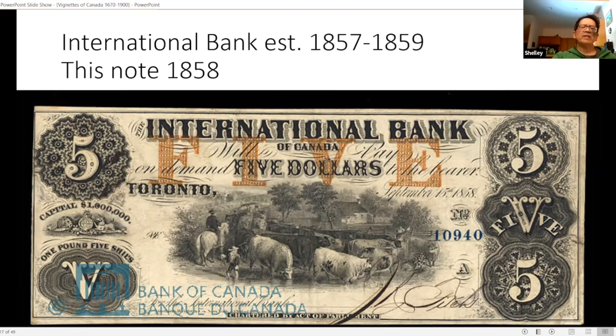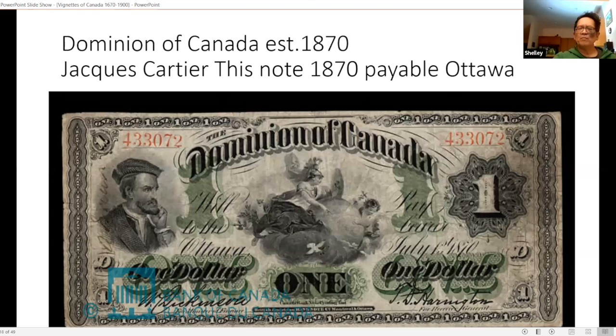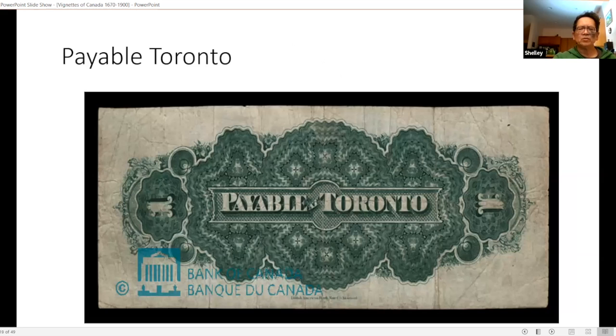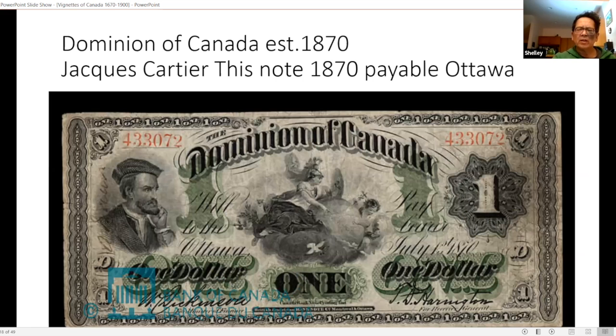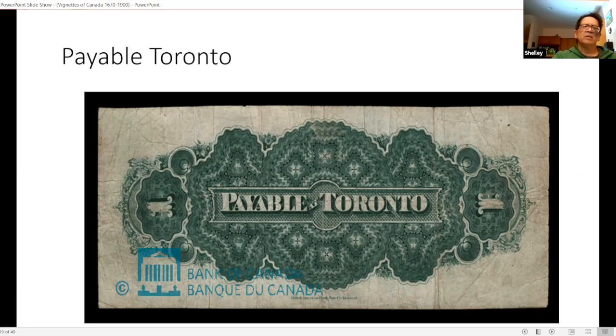So in 1870, we have the emergence of the Dominion of Canada banknotes. Here's Jacques Cartier, and this banknote is payable in Ottawa in 1870. Payable in Toronto. I just want to go back here because it does say Ottawa here in the front, but it's actually payable in Toronto.